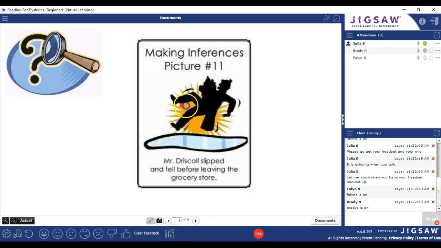And last, what do you think? Okay, this says Mr. Driscoll slipped and fell before leaving in the grocery store. Why did Mr. Driscoll slip? Water on the floor. Very good. We see that there's water, so we can make the guess that that is why he slipped.